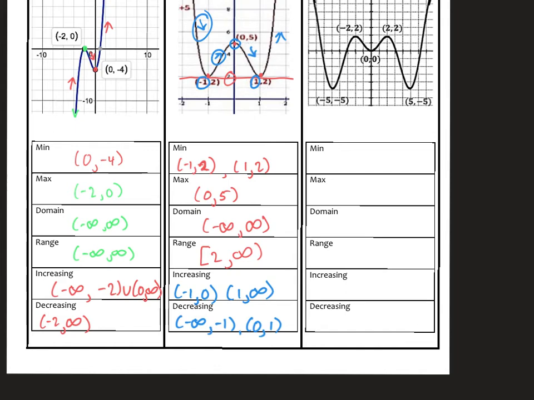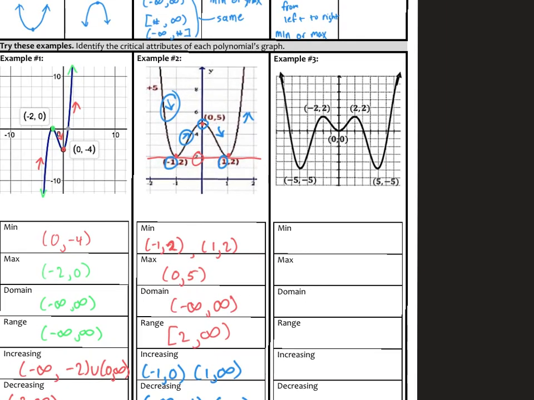All right, last example, minimums and maximums. We have 3 minimums here, 3 low points, okay? -5, -5 is the first one, 0, 0 is the second one, and then 5, -5. Maximum, 2 maximums. -2, 2 and 2, 2.